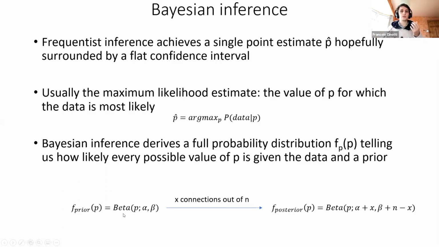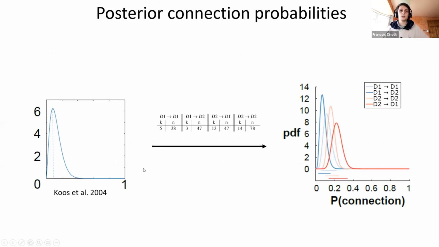So we're going to start with a prior, which is a beta distribution parameterized with values alpha and beta. You find, for instance, 9 connected pairs out of 34, and you update your beta distribution into a new shape, which has new updated parameters, which correspond to alpha plus the number of successful connections and beta plus the number of unsuccessful connections.